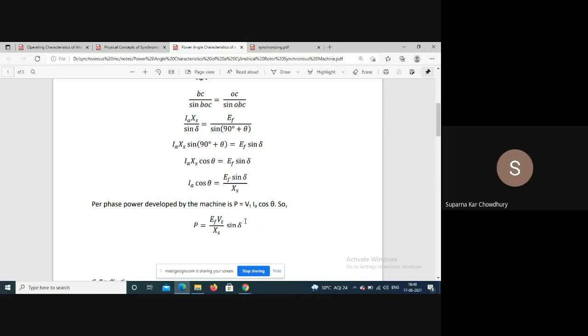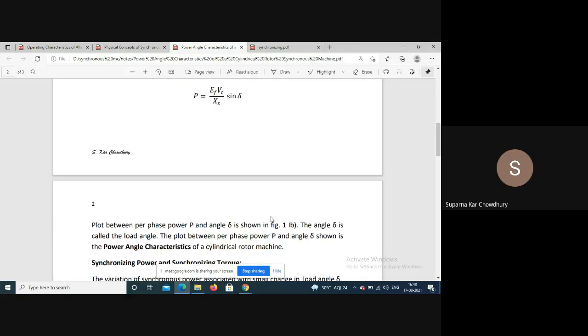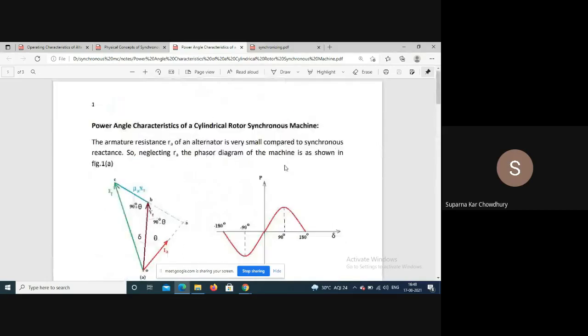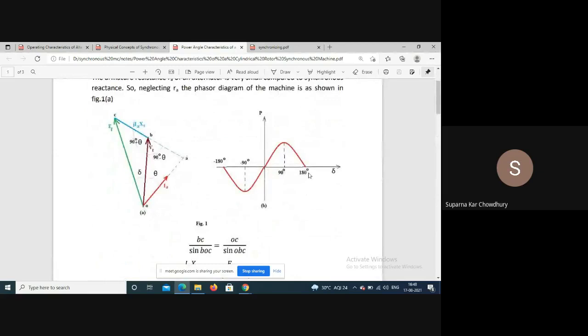So this angle delta is called the power angle. Now if we plot the power versus delta, that is called the power angle characteristic. So obviously this is a sinusoid.